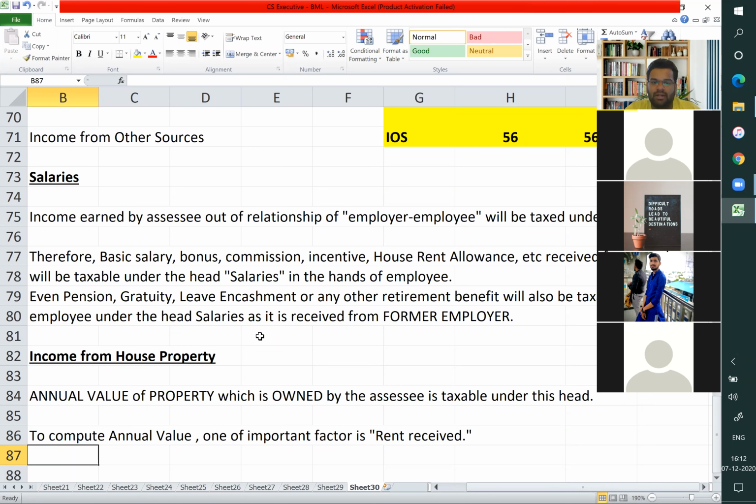Did you get it to some extent? But how should the house property be? You have taken property on rent and you have given it on rent. Will that income be taxed under the head house property? No. How should the property be for the income to be taxed under this head? The property should be owned property. Yes. Very good.